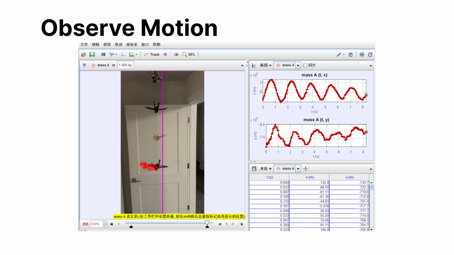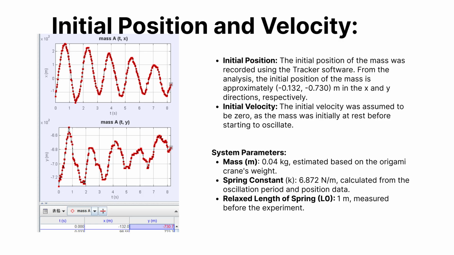What you see here is the analysis from Tracker showing how the mass moves in both X and Y directions over time. Using Tracker, we were able to accurately pinpoint the position of the mass at each frame, capturing its oscillatory path. These observations provide crucial initial conditions and give us a reference to compare against our computational model. One key takeaway is how the mass not only oscillates up and down, but also side to side, adding complexity to its movement that we need to factor into our model.